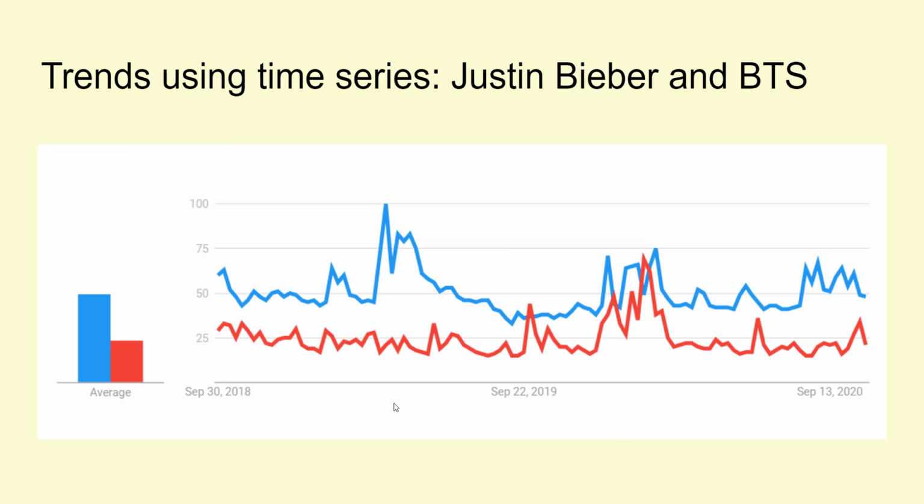When we have charts where the independent variable is time, so over time, we call these time series charts. This is a simple chart showing us the popularity of Justin Bieber and BTS over the past couple of years. You can see BTS is in blue here, and Justin Bieber is in red. This is a time series graph. Sometimes these are very helpful to see trends.